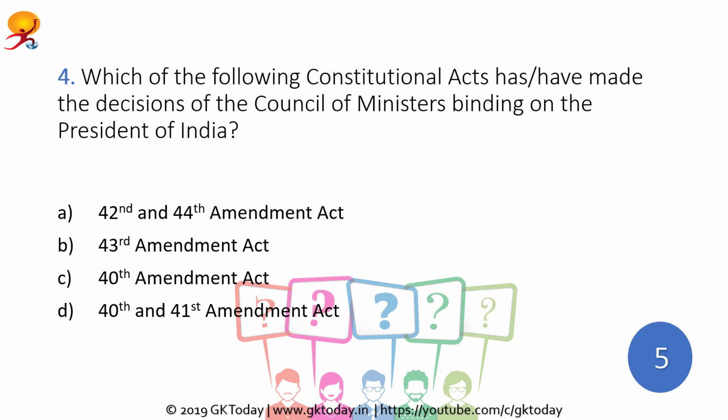Which of the following constitutional acts has or have made the decisions of the Council of Ministers binding on the President of India? And your time starts now. And the correct answer is option A, 42nd and 44th Amendment Acts. So these changes were made to Article 74 of the Constitution for the advice of the Council of Ministers to become binding on the President.